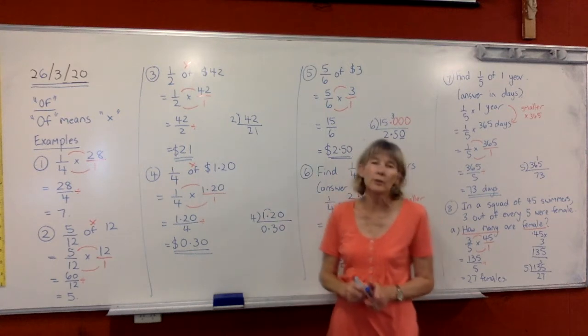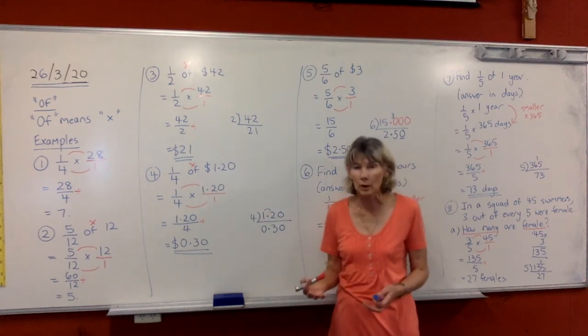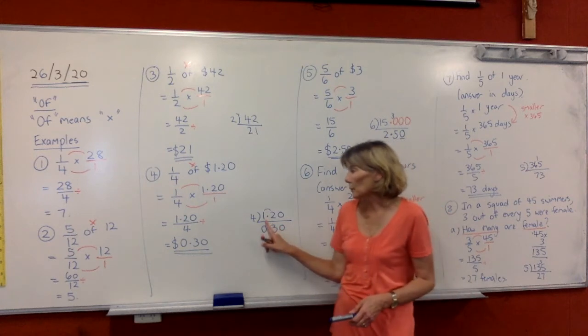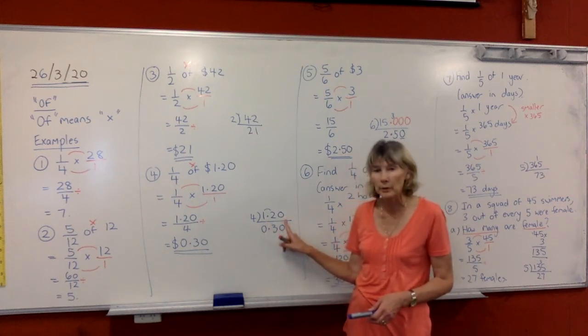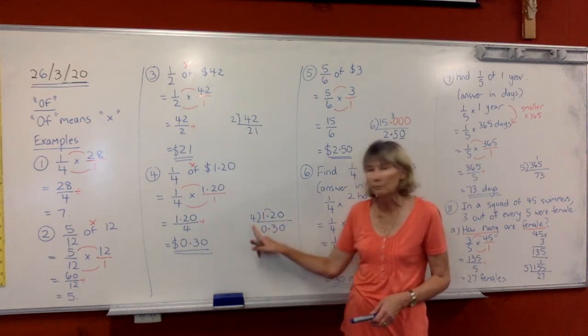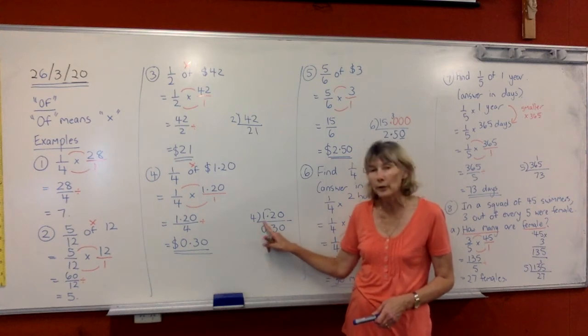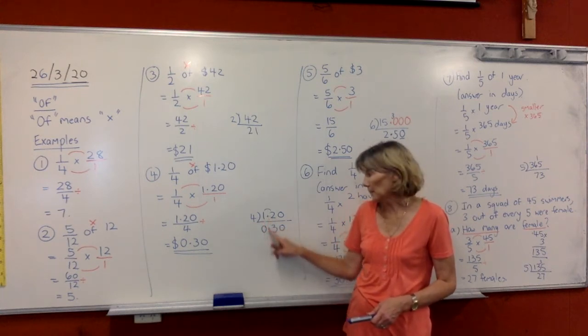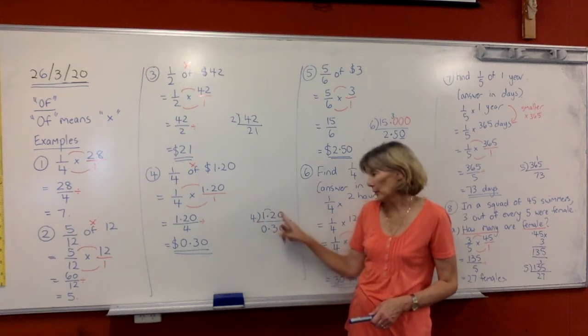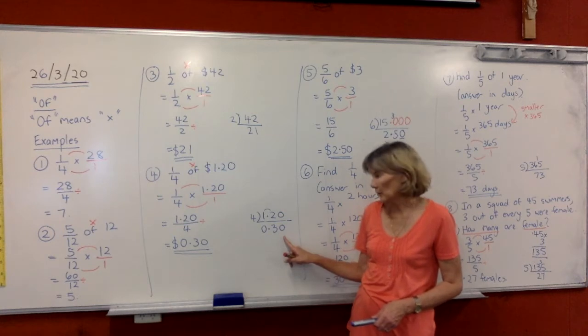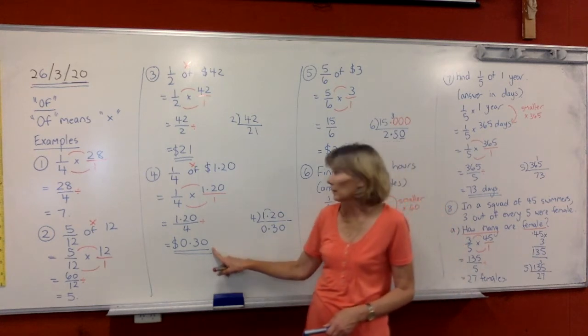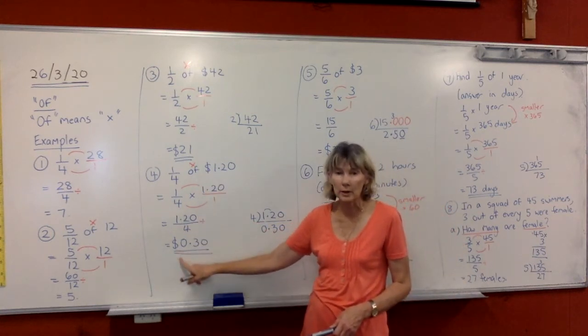Now I know this is not a topic on decimals, but it does all overlap at some point. So we've got $1.20, 1.20 divided by 4. 4 into 1 won't go, so we put a 0. Keep your decimal point lined up. Then we're doing 4 into 12 goes 3, and 4 into 0 goes 0. So we end up with 0.30. Don't forget to put the dollars in front.